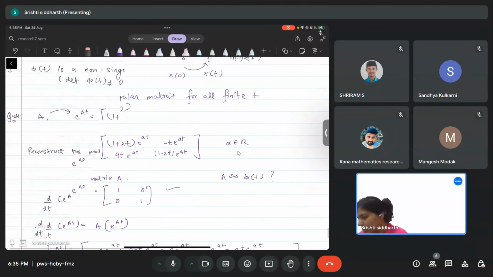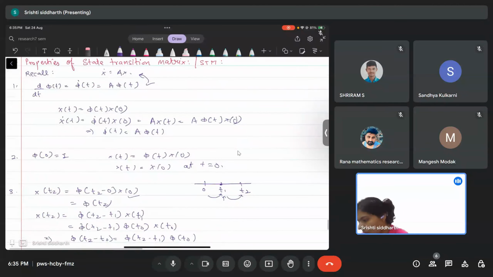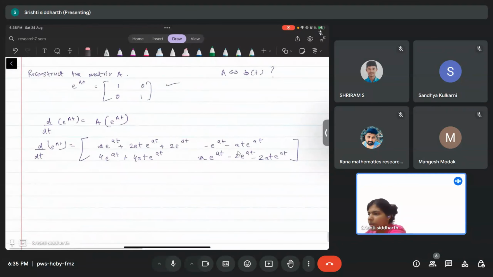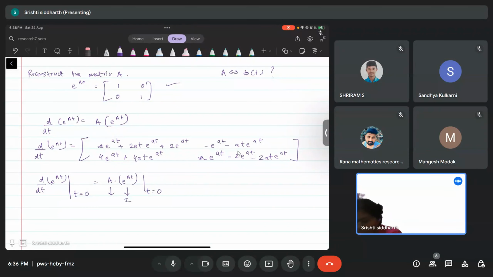And this property holds for all time starting from the initial condition. So let me just write this down, for all t greater than or equal to 0. Okay, so it also holds for t equal to 0 then. So let's see, d by dt of e to the power At computed at t equals 0 is going to be A times e to the power At computed at t equals 0. So this is identity at t equals 0. Then you get what is equal to.